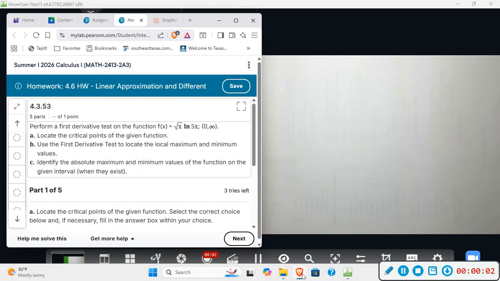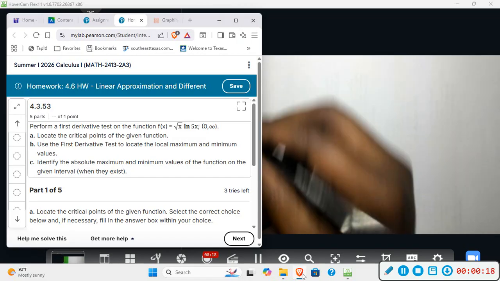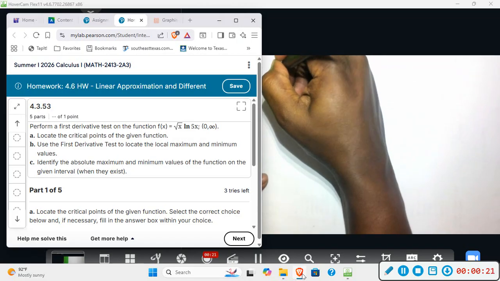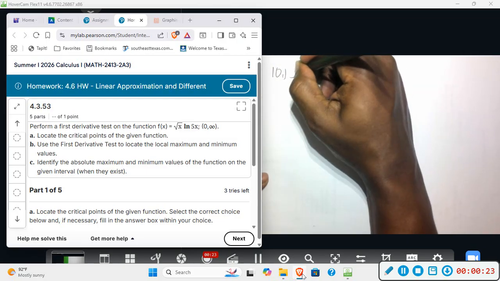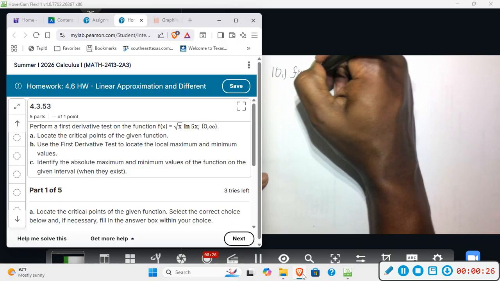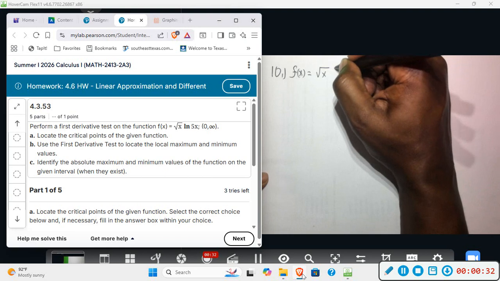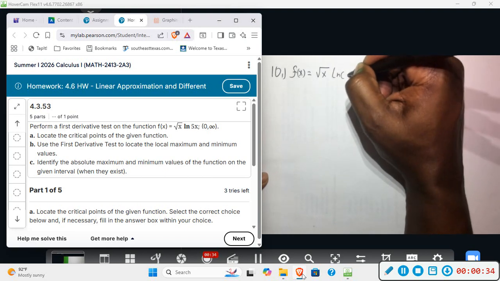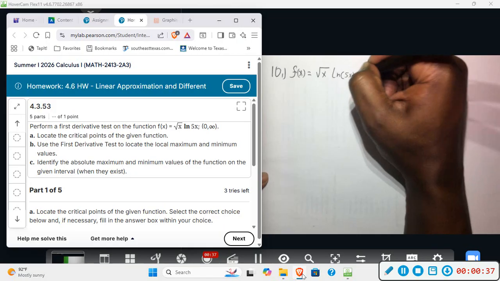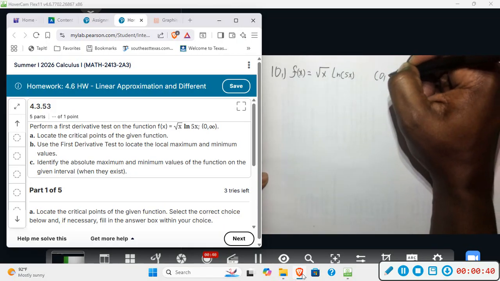All right, question number 10 looks like a review. We're going to perform the first derivative test, locate critical points, use those to locate local minimum and maximum, and then identify the absolute maximum and minimum values of the function. So our function f of x equals the square root of x times the natural log of 5x. Domain is 0 to infinity.